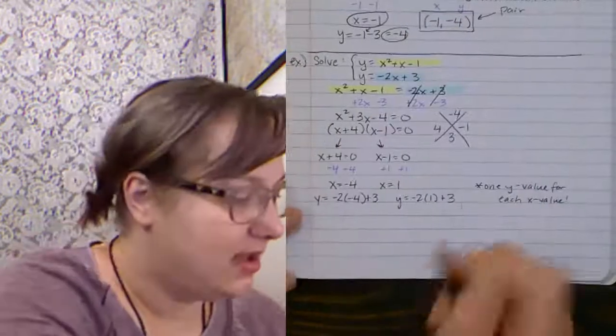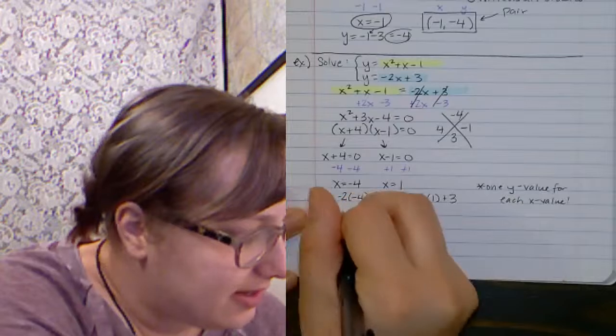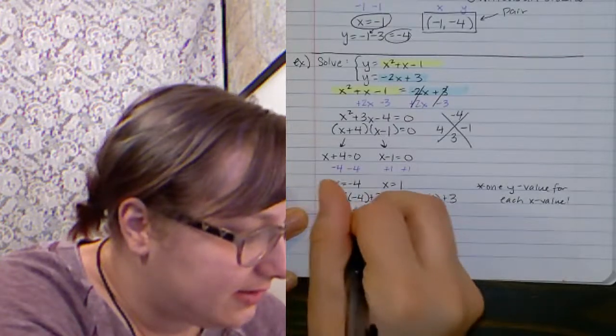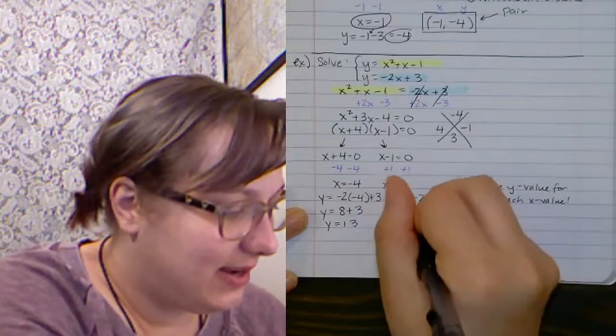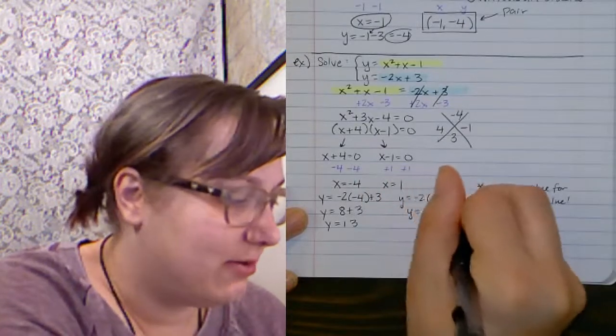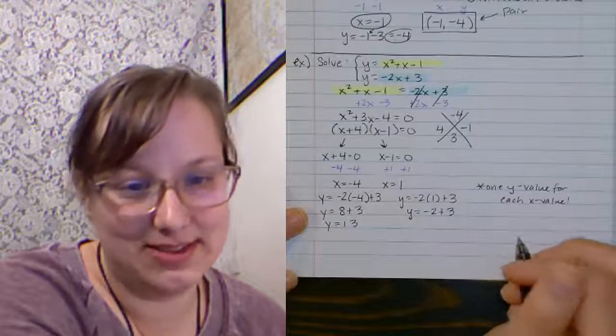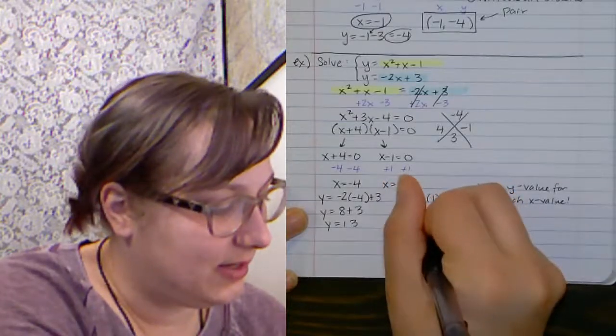Sorry, not sorry. Okay, so I have y equals, this is 8 plus 3, so that's 13. And then this one's y equals negative 2 times 1 plus 3, which is negative 2 plus 3, which is 1.